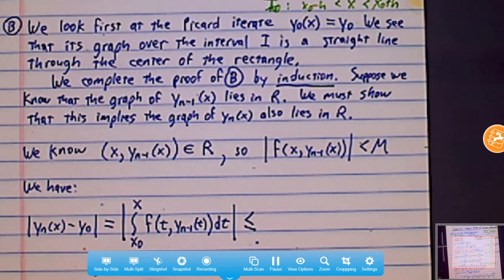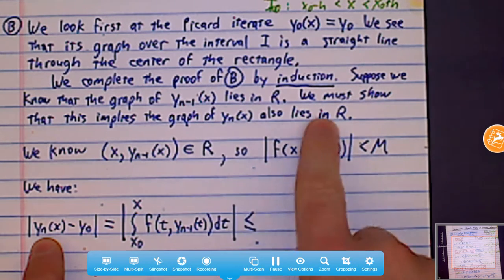All right. Let's go through this. What is this? Yn of x? Those are y planes of the rectangle. It's what I'm trying to show lies in R, yeah.